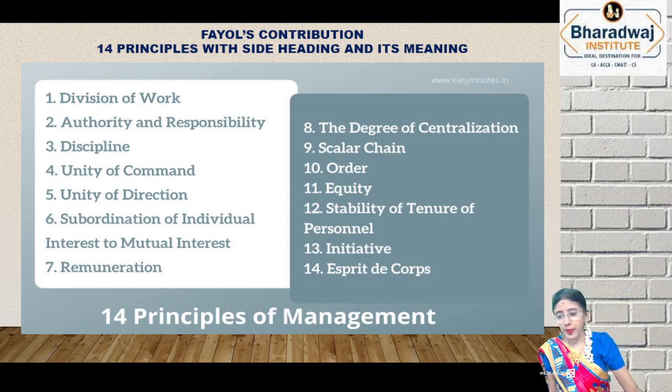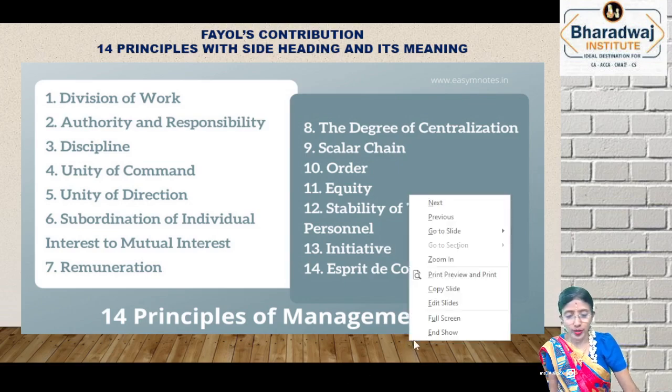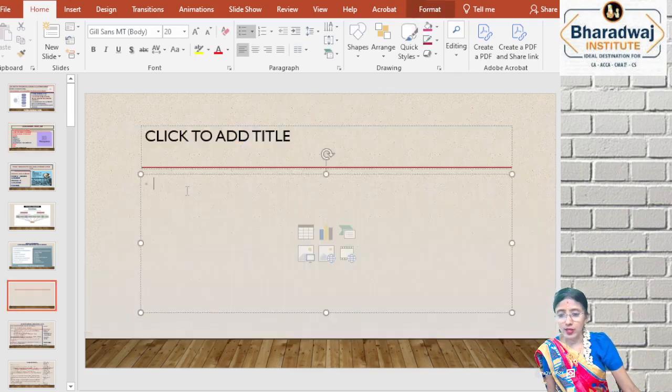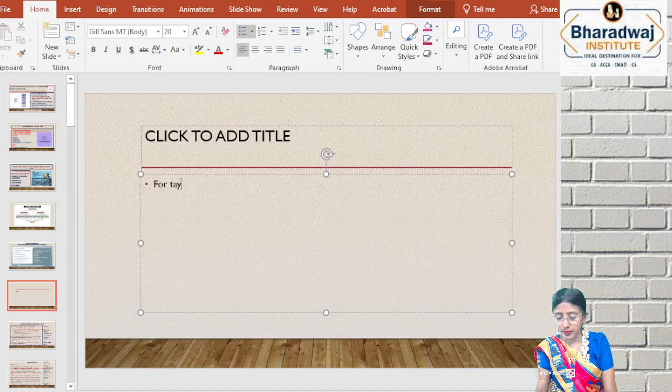Good. Now, one point you have to make sure is this. Please understand the difference between Taylor and Fayol. I'm going to tell you. For Taylor, it is 8 superiors or supervisors per subordinate.